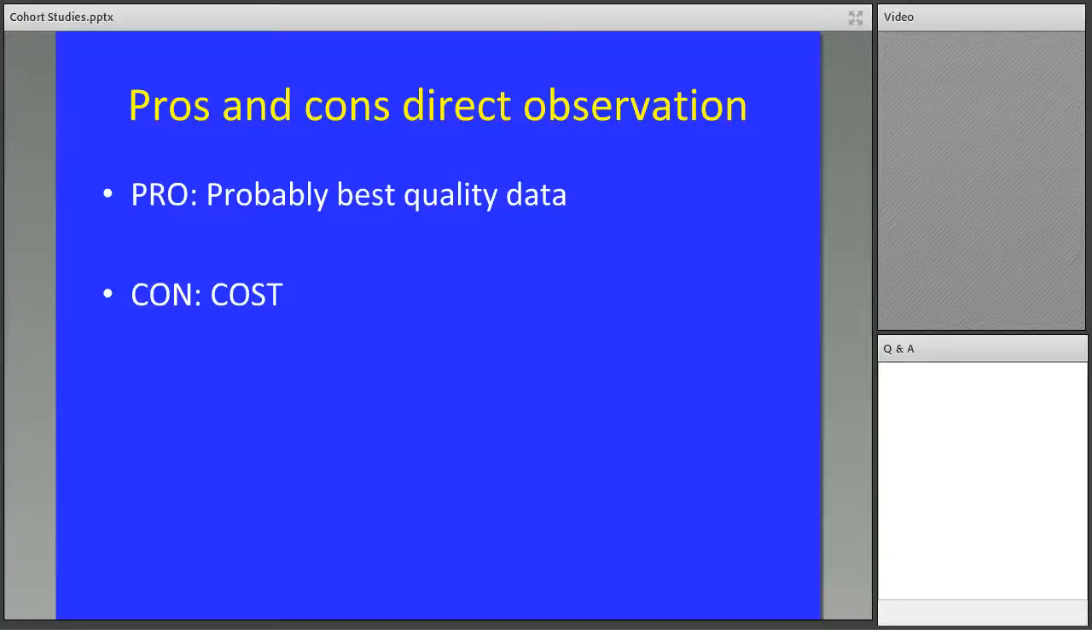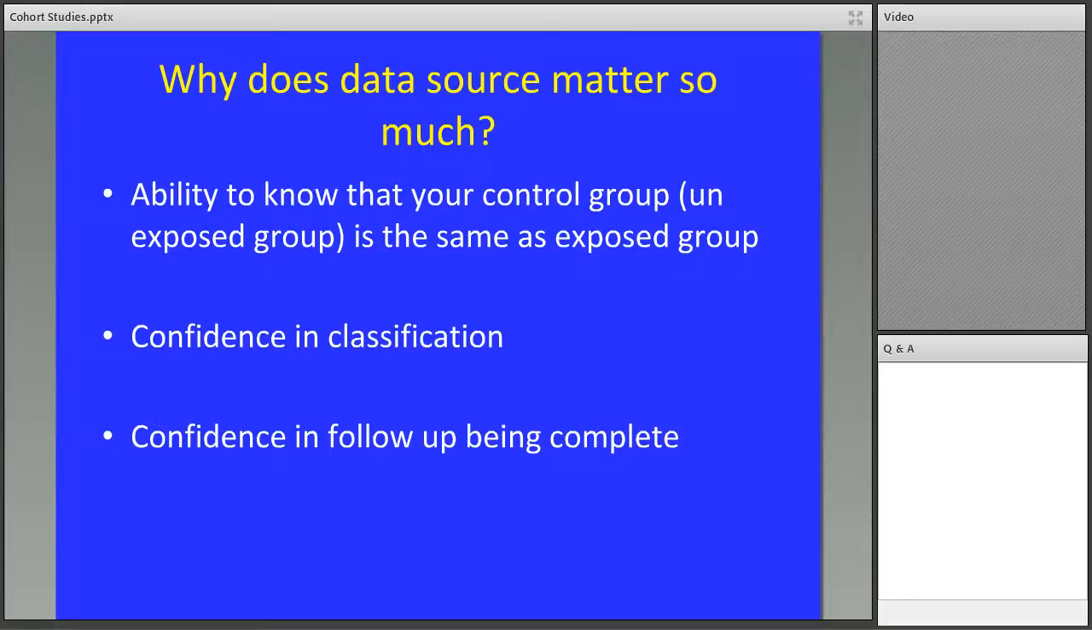So what are the pros and cons of direct observation? Even if it's the gold standard in terms of the best quality data, it is very expensive to do, and in many ways it's so cost prohibitive that we rarely see this kind of data. Why does the data source matter so much?